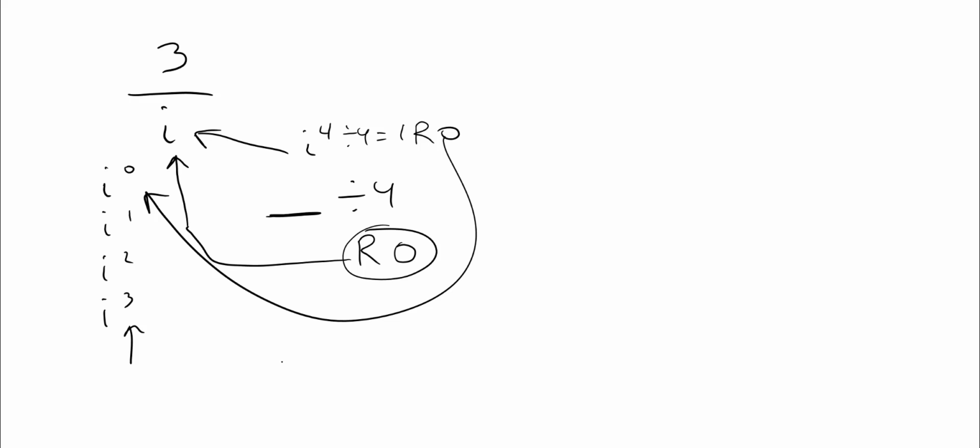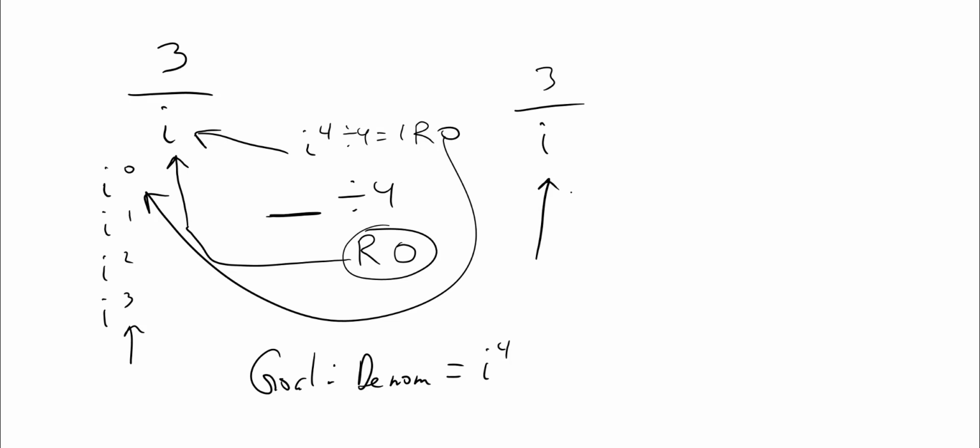Okay, so again, our goal is to get the denominator equal to i to the 4th. Let me write this out here again. So how do we get this guy right here to be i to the 4th? Well, we multiply the top and the bottom by what? i cubed over i cubed. Remember, you make sure you multiply the top and the bottom by the same thing. So i to the 1st times i to the 3rd is i to the 4th.